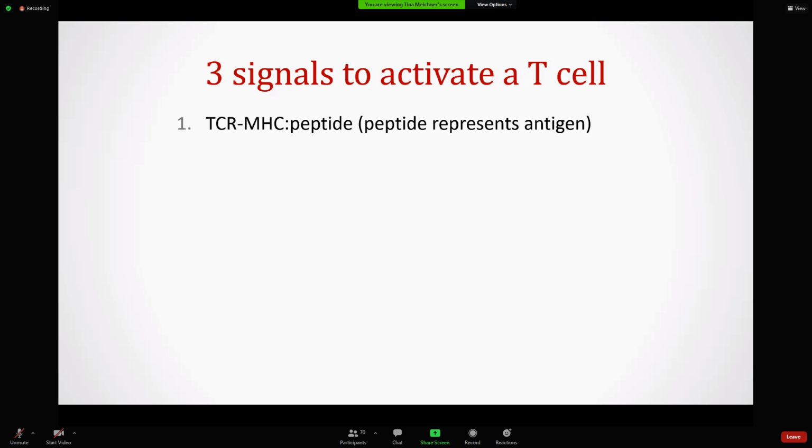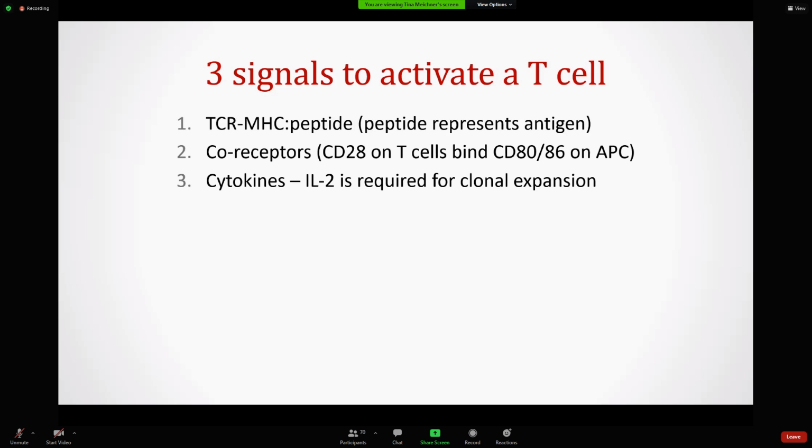Okay, and then there are some co-receptors that are responsible for signal number 2. Remember those? Maybe there's one on T cells and the other one is on these antigen presenting cells. One is CD28, that's the one on T cells. And then the other one is CD80 and 86 on antigen presenting cells. So these are the first 2 signals that are needed to activate a T cell. And then the third one is we need cytokines.